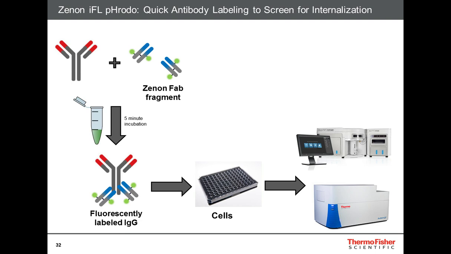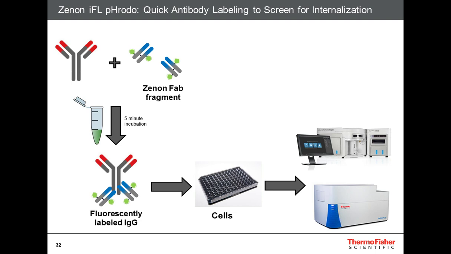And so in an experimental workflow, you'll take the Zenon IFL-Frodo reagent, add it directly to your antibody, and incubate for 5 minutes or less. And the high affinity Fab, which is specific for the Fc of your human or mouse IgG, will very quickly associate and label your IgG. And so now, whether this is one antibody or 96 different antibodies, we can add this labeled antibody to cells in whatever scale you desire. So label your antibody, add to cells, and incubate for the required amount of time.